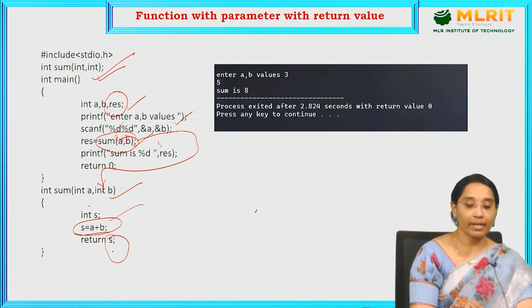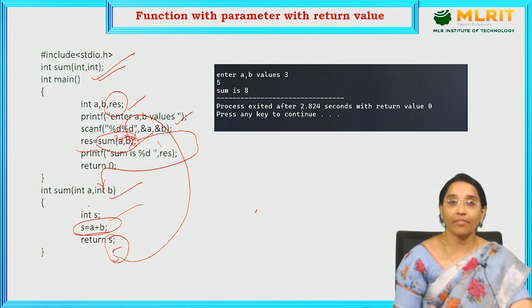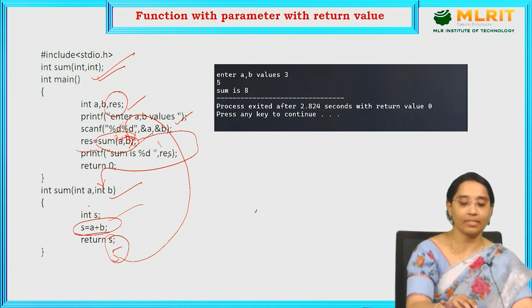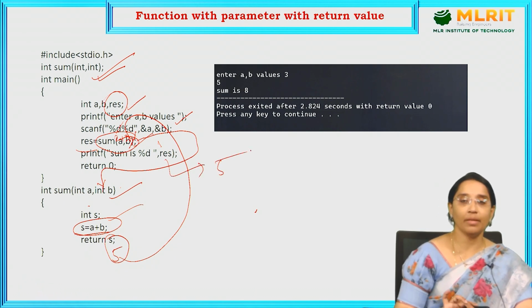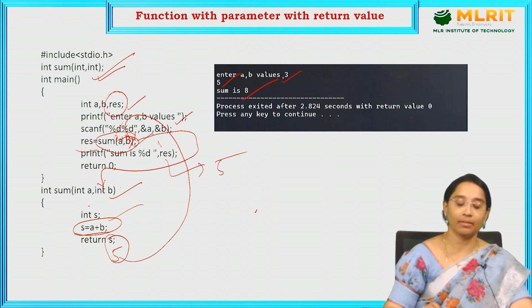Now return, yes, 2 plus 3, 5. The control will go back to the calling function, and since we have a return value, we need to assign the function call to a variable. So now 5 will be printed. Here we have taken the inputs as 3 and 5, and the sum 8 will be printed.